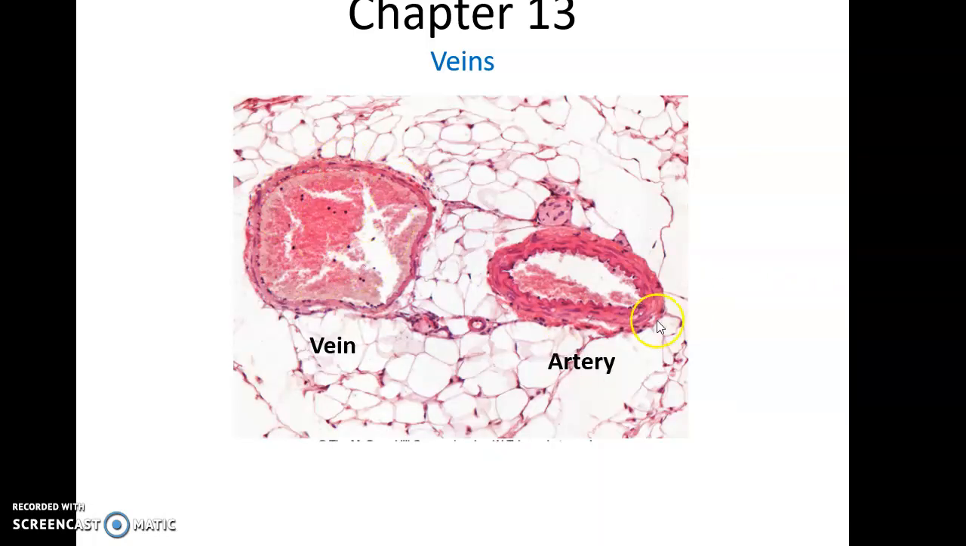Again, here is a vein, here's an artery. You can clearly see the wall of the vein is much thinner than in the artery, and the lumen, the space within the vein, is much bigger than in the artery. And that is it for this part of the lecture.